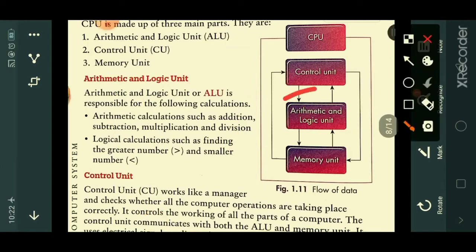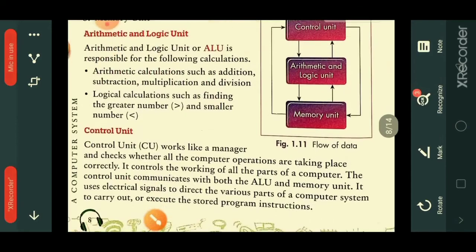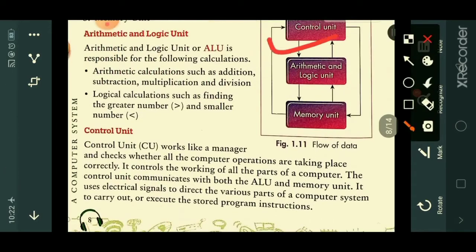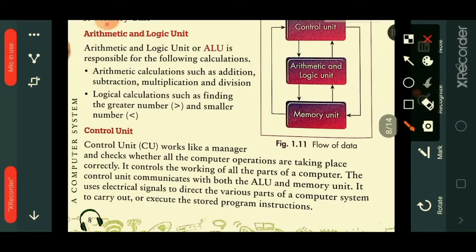Now this part is over. Next, the control unit. I am going to explain it now. The control unit is also known in short as CU. The full form of CU is control unit. Students, the control unit works like a manager of your computer.